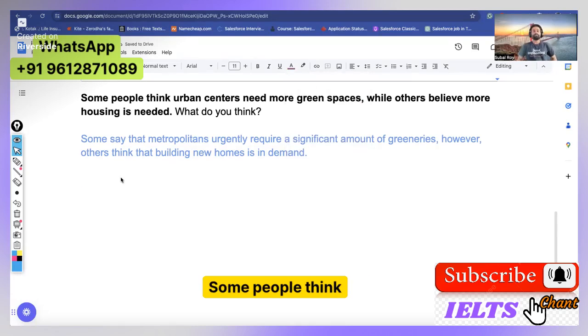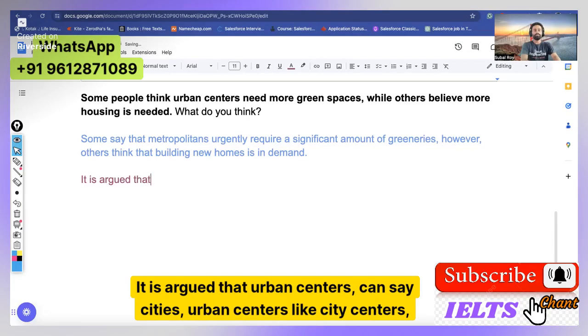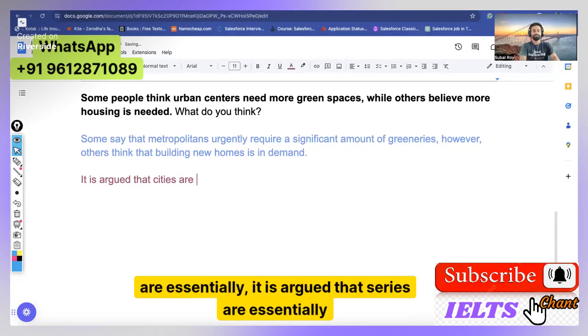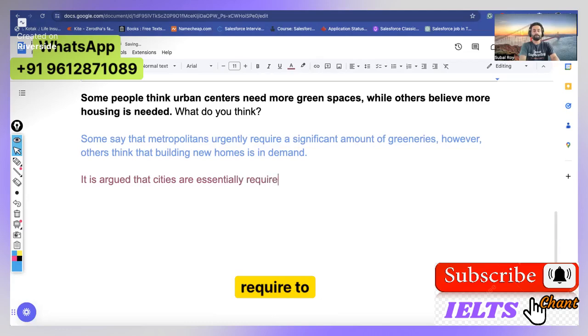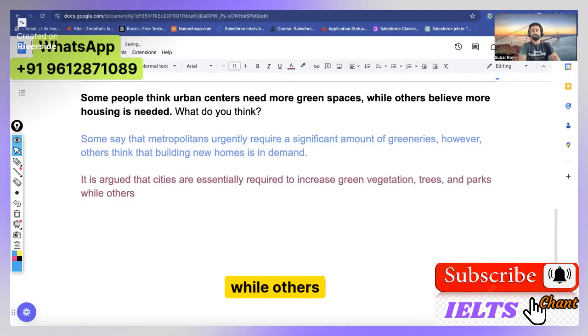So how can we say that some people think, let's say, in a different way? I can say it is argued that urban centers, I can say cities, or maybe city centers, cities are essentially required to increase green vegetation, trees, and parks, while others think constructing houses is important.